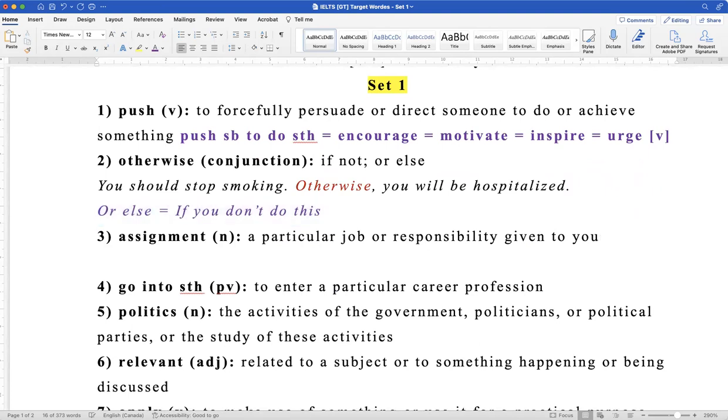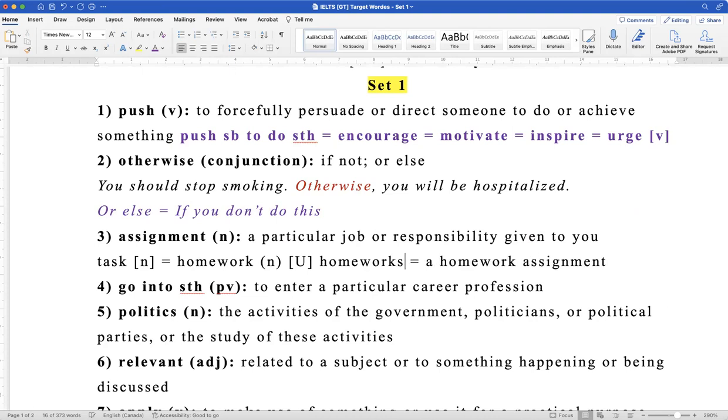So instead of assignment, we can say task. Or depending on the context, homework, if it is about a school assignment. For example, we can say a homework assignment. Please note that the word homework is uncountable. So please don't say homeworks. This is not correct. This is a common mistake because this word is uncountable. So while using this word, please be careful. We say a homework assignment.